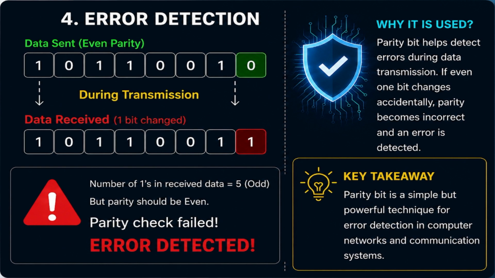So the parity bit helps to detect errors during data transmission. If even one bit changes accidentally, the parity becomes incorrect and an error is detected. So what do we take away from this? Parity bit is a simple but powerful technique for error detection in computer networks and communication systems.